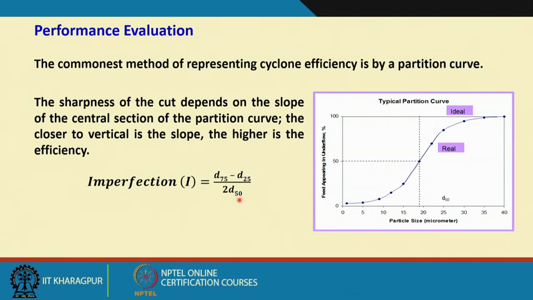So, what do we do? We try to calculate it, and for a perfect separation this imperfection value, the D75 would have been 100, D25 would have been 100, and the imperfection would have been 0 for an ideal separation.